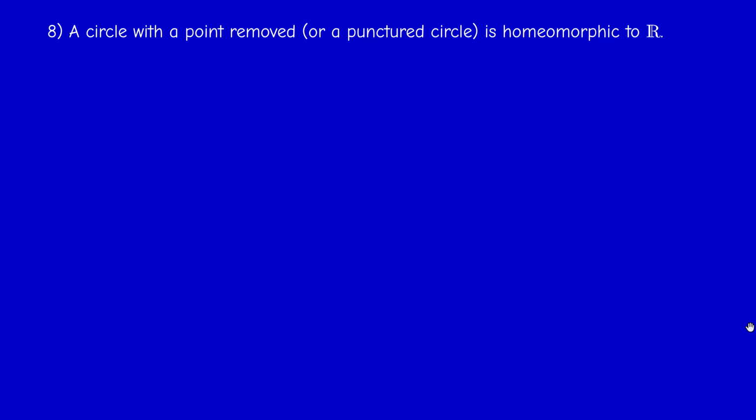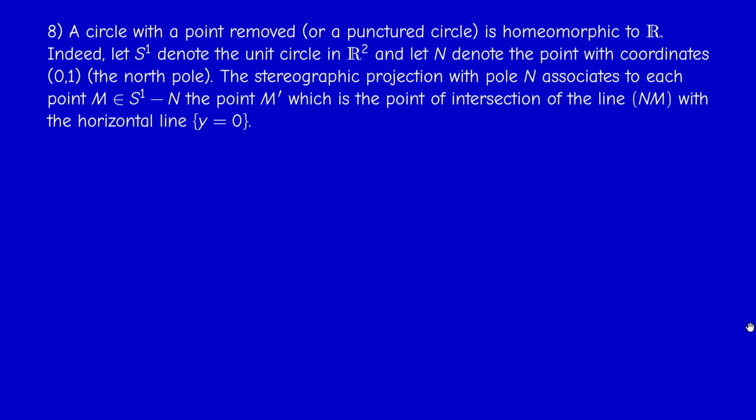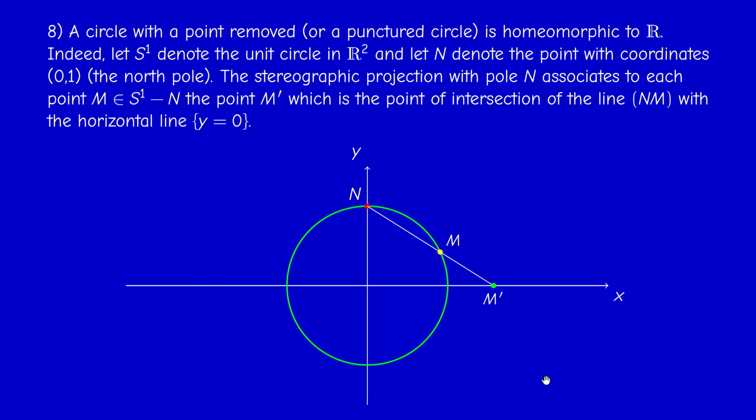A circle with a point removed is homeomorphic to the whole line. We do this via a very important map called the Stereographic Projection. And here it is. We take the unit circle S1 in the plane, so it's embedded in the plane, and we consider the north pole, capital N, of S1. Okay? And here is the picture to understand better. So this is the circle in green of center (0, 0) and radius 1. And this is the north pole of coordinates (0, 1).